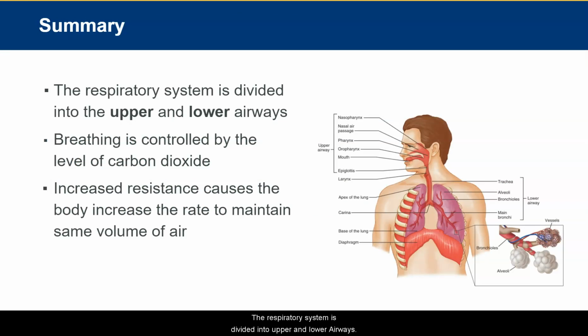In summary, the respiratory system is divided into upper and lower airways. The upper airway is where we can intervene. Breathing is controlled by the level of CO2, with the exception of COPD patients, and an increase in rate to maintain that effective oxygen exchange is our body's response to some resistance of airflow.